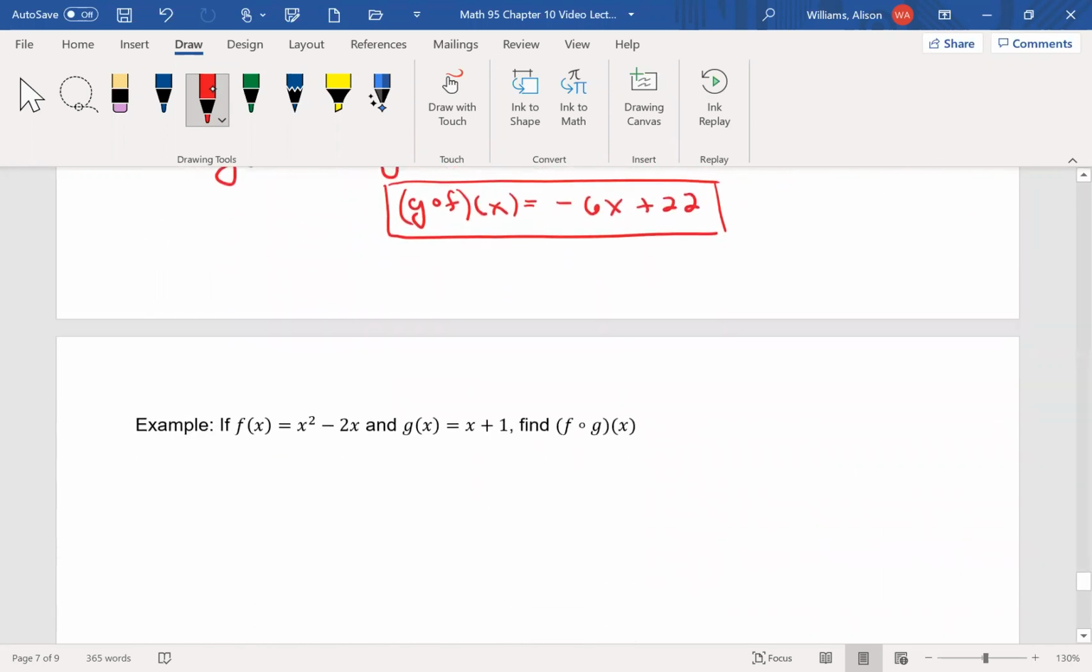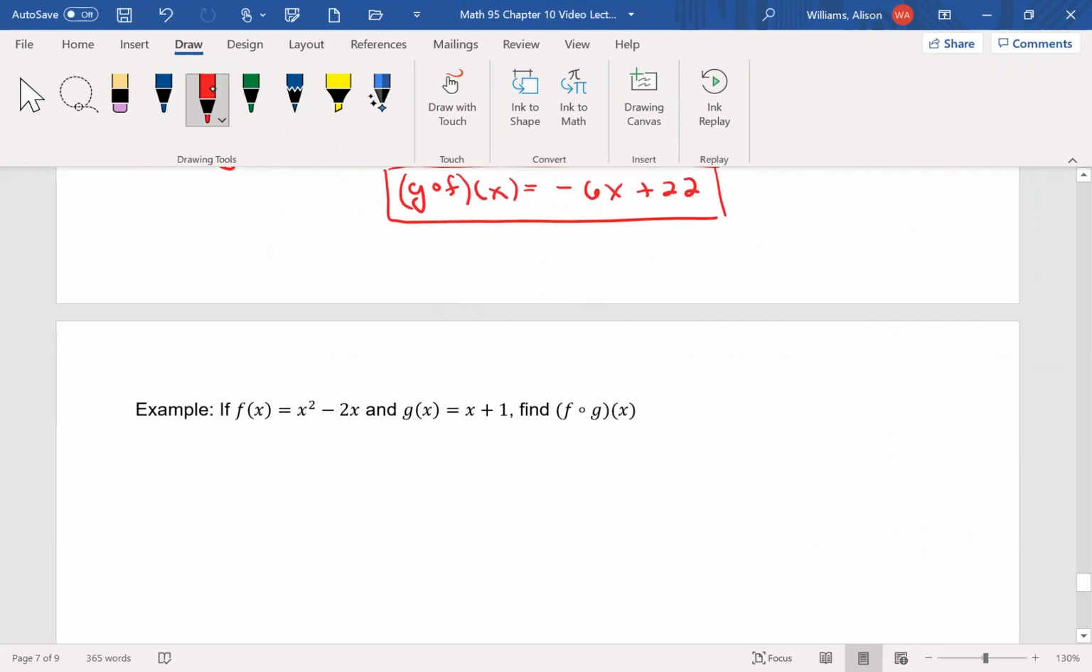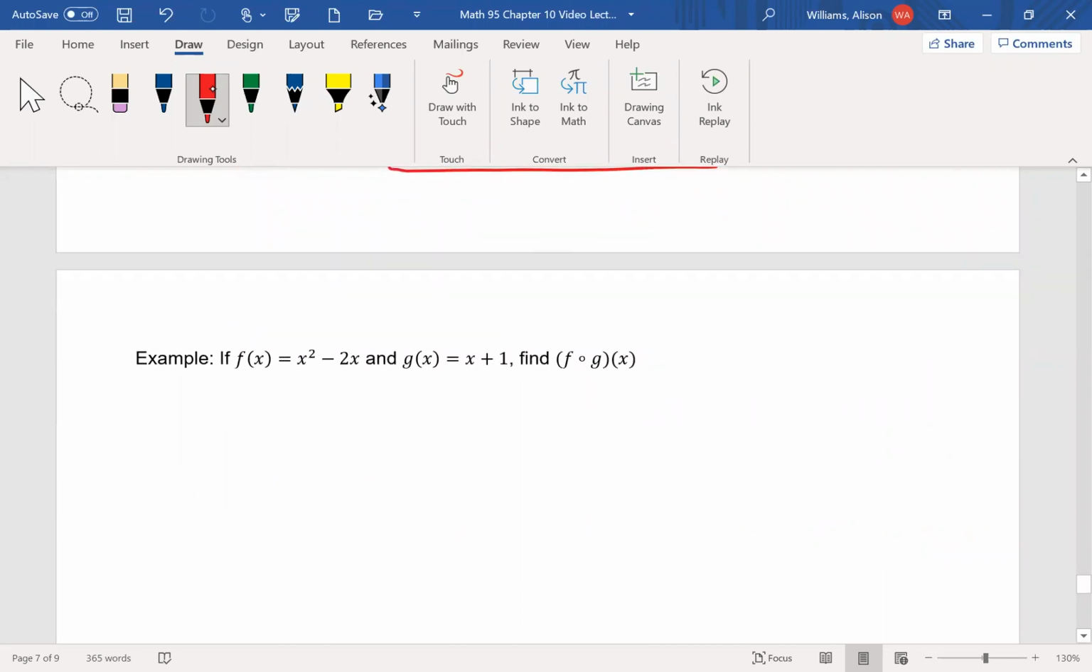Let's do another one. So we're asked to find f composed of g. In this one, I'm going to plug in g of x into f of x, or I'm going to plug in x plus 1 into x over here in the function f. So I'm actually going to have x plus 1 squared minus 2 times x plus 1. I have it twice because there's two x's that I'm plugging into.